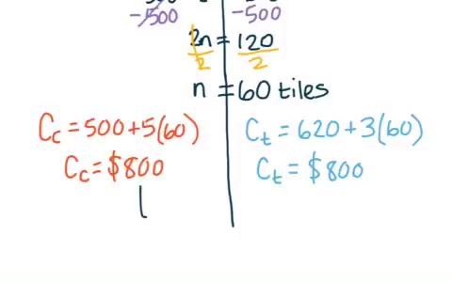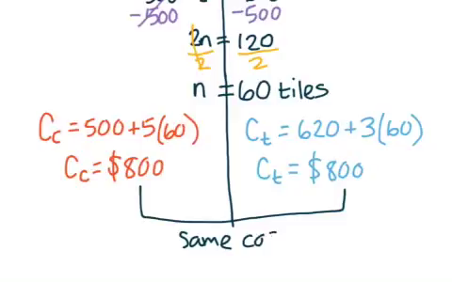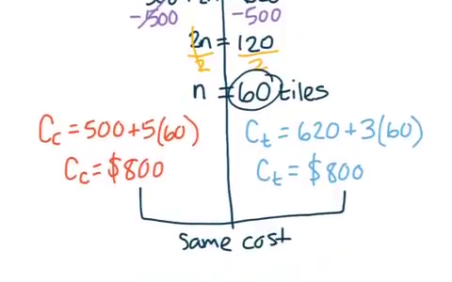So we can see that the costs are the exact same when I have the same number of tiles, 60 tiles. So we know that we've done it correctly, because that was our whole goal, to figure out how many tiles, so 60, when the costs will be the exact same. And then we actually proved this 2 different ways, by making a table and a graph.